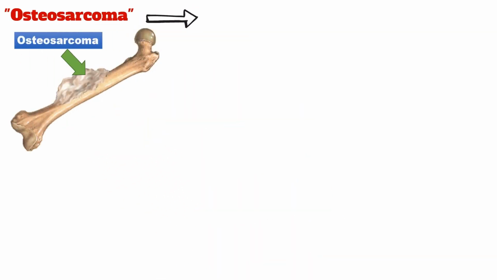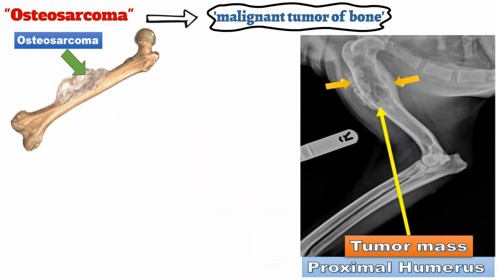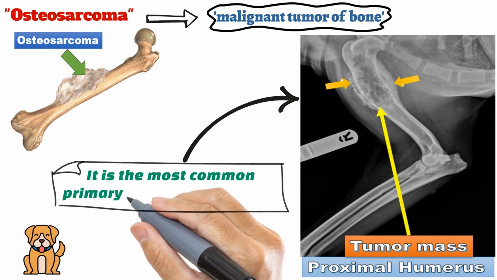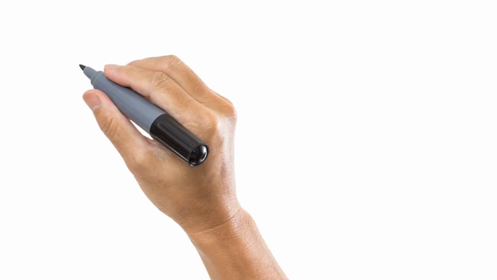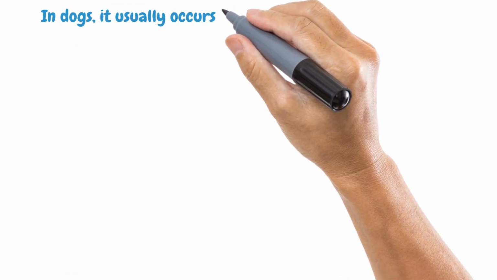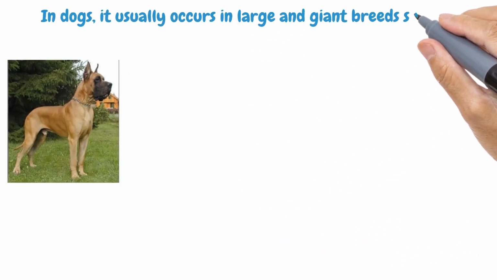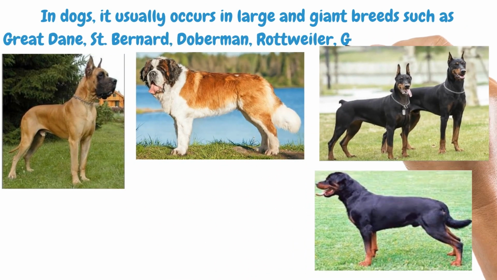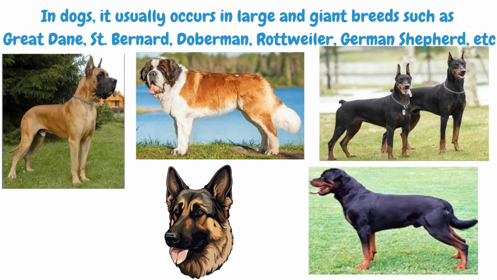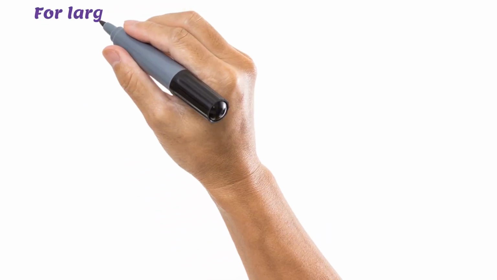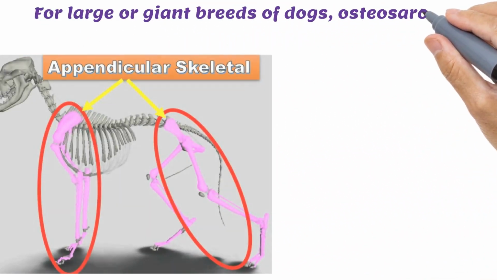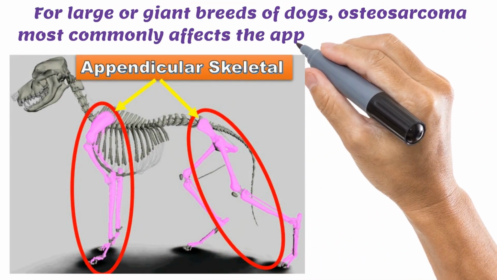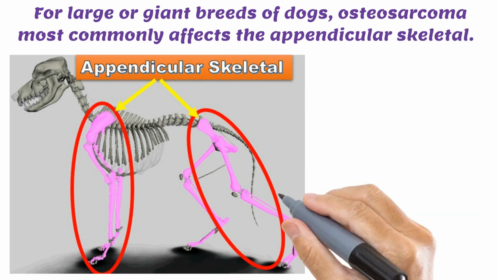Osteosarcoma, which means malignant tumor of bone. It is the most common primary bone tumor in dogs. In dogs, it usually occurs in large and giant breeds such as Great Dane, Saint Bernard, Doberman, Rottweiler, German Shepherd, etc. For large or giant breeds of dogs, osteosarcoma most commonly affects the appendicular skeleton.